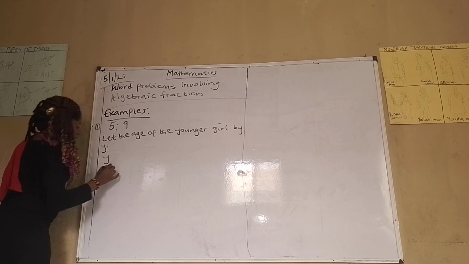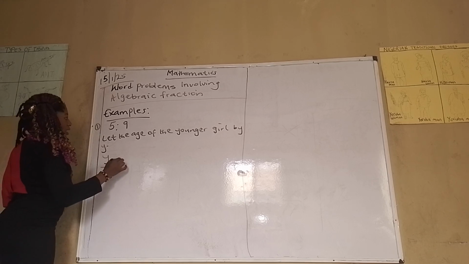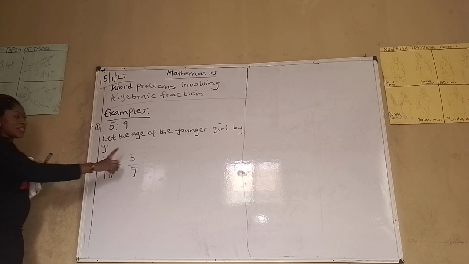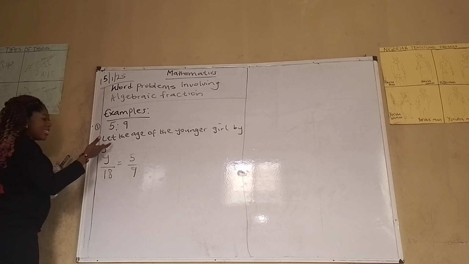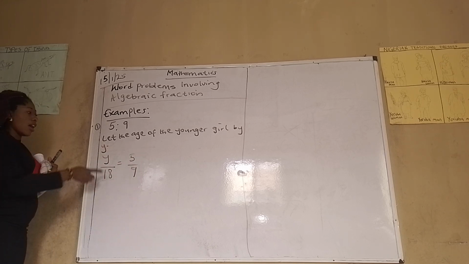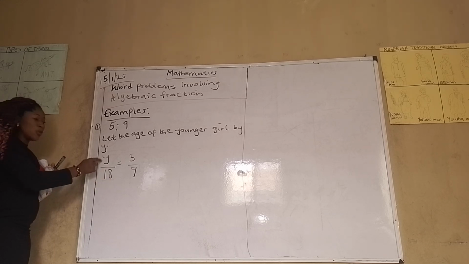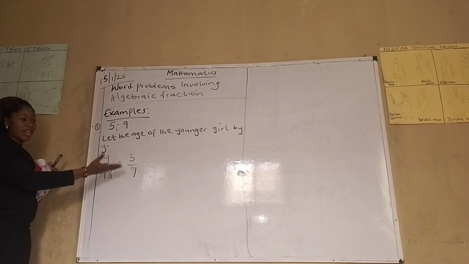Y over 18 is equals to 5 over 9. Do you get it? This is the ratio, 5 over 9. These are the actual ages. For the younger girl, for the older girl. So now we are going to look for the age of the younger girl. What do we do when we have an expression like this?